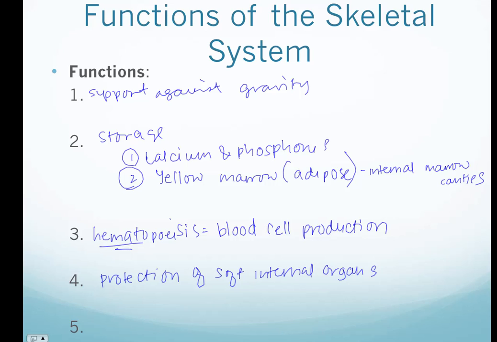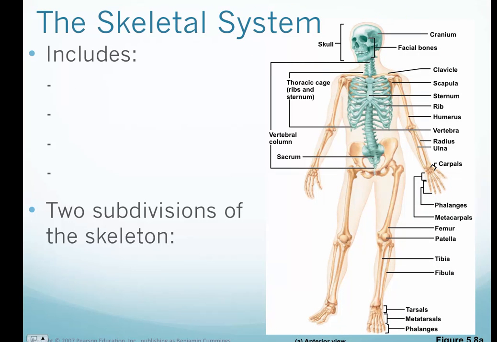And the final function of your skeletal system is that it allows movement due to attached skeletal muscles. Your ability to move only deals with the contraction of your muscles and then pulling on those bones. So it's this interplay between these two systems.